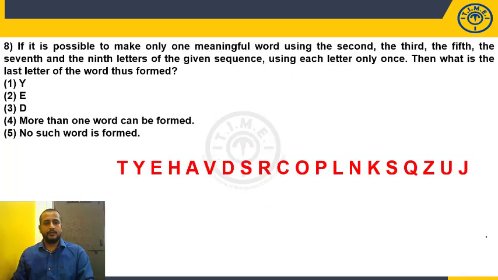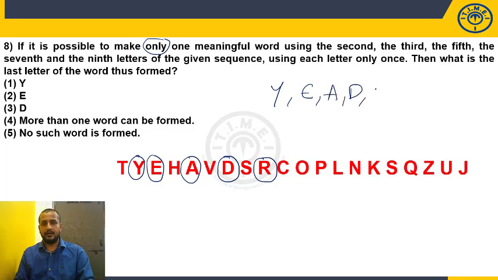If it is possible to make only one meaningful word using the second, third, fifth, seventh and ninth letters of the given sequence, using each letter only once, then what is the last letter of the word thus formed? Okay, let's see. What is the second letter? Y. The third letter in the sequence? E. Fifth letter? A. Seventh letter? D. Ninth letter? R. So using Y, E, A, D, R.